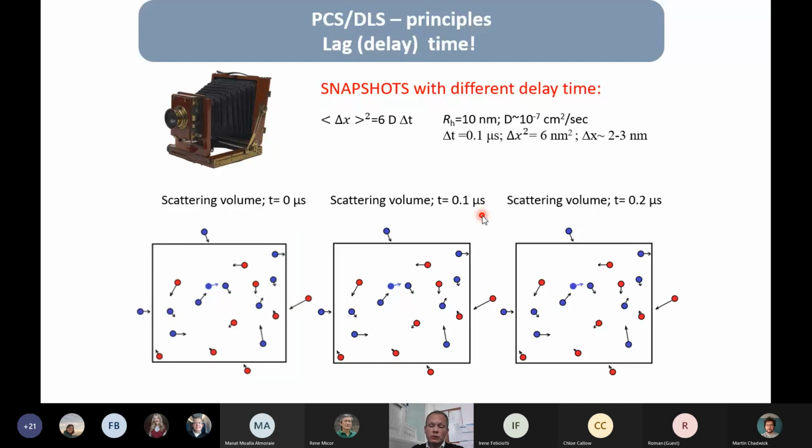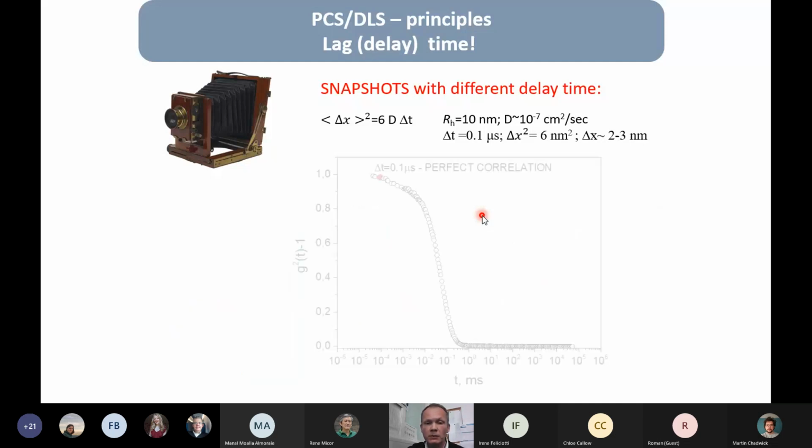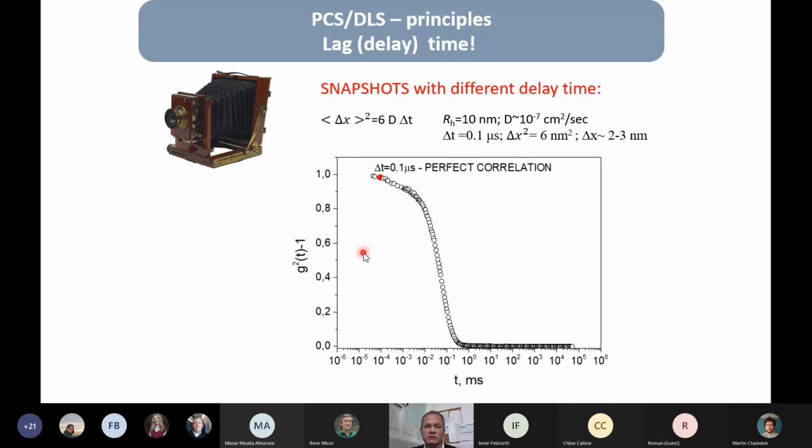And if we calculate the correlation function that I presented a few slides before, we will get values close to 1. That means that the probability to predict the number of drunk students in the next 0.1 microsecond is almost 100%, right?